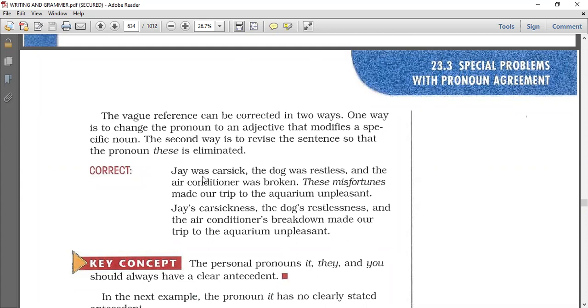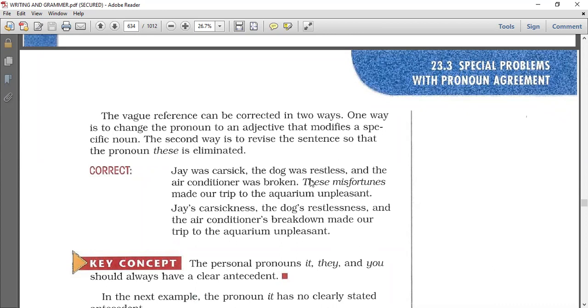Let's see. Jay was sick or car sick. The dog was restless and the air conditioner was broken. These misfortunes. So I understand what these are now, because in the first sentence, which was vague or not clear, these made our trip. These what? Maybe the first and second, maybe the second and third, maybe the first and third, maybe all of them, but these is not very clear here. But here in this sentence, these misfortunes, the three misfortunes. Here we have bad luck. Jay was car sick. Here another bad luck. The dog was restless. Here a third bad luck. The air conditioner was broken. So these misfortunes made our trip to the aquarium unpleasant.